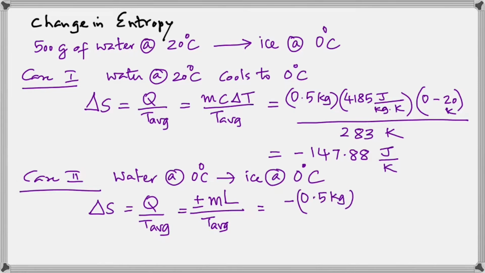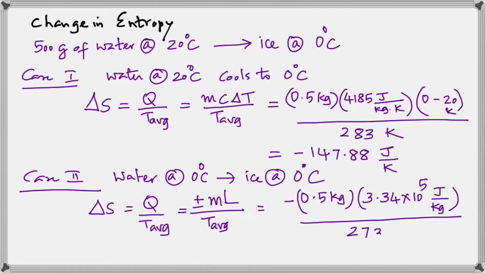And the latent heat of fusion of ice is given as 3.33 times 10 to the 5 joule per kilogram, divided by the average temperature. The temperature didn't change. It's water at 0 became ice at 0, so the temperature is 0. You cannot put it in Celsius, so it's 273 Kelvin.